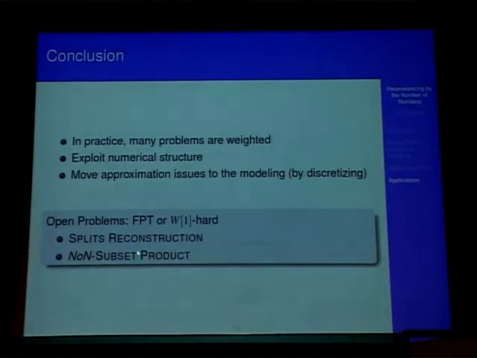I give you two problems where I want to know whether they are FPT or W[1]-hard, so two concrete problems. One is the splits reconstruction for paths, and the other one is subset product, parameterized by the number of numbers. Okay, thank you.